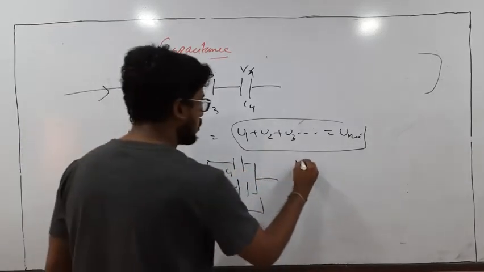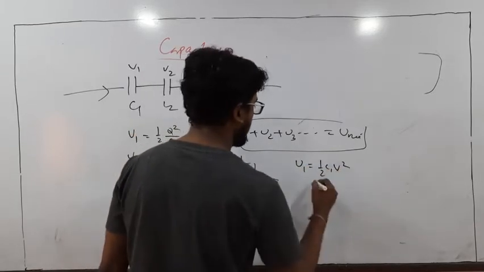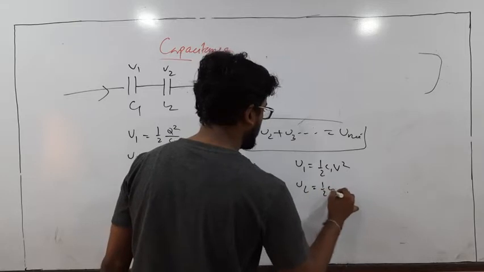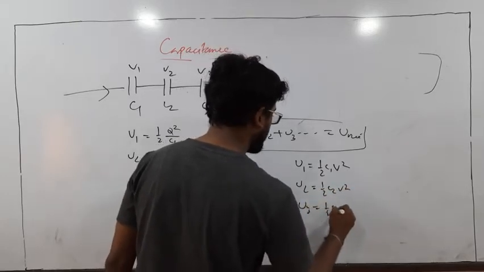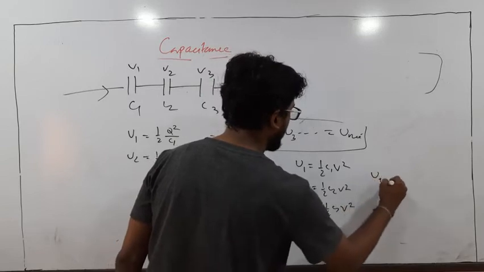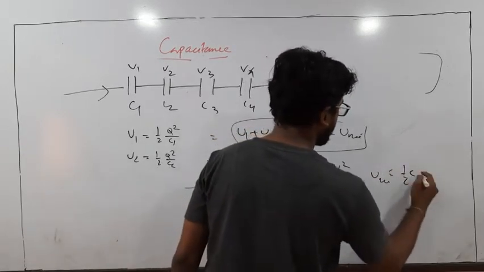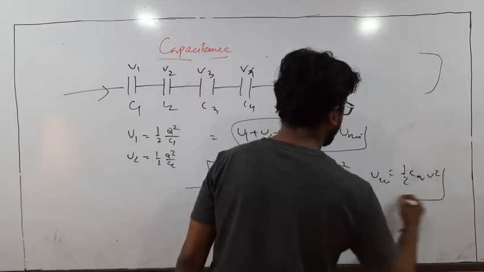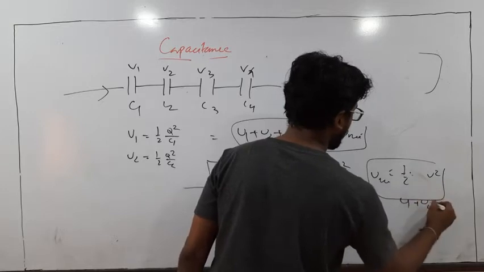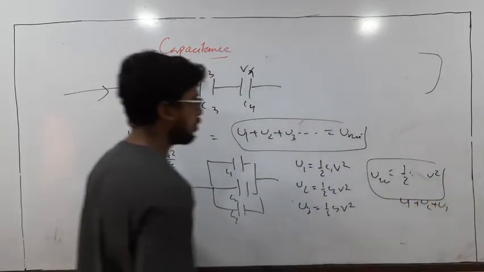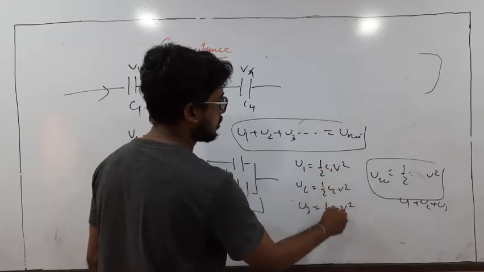So energy stored in the first capacitor will be half C1 V square, for the second it will be half C2 V square. Similarly we can write U3 will be half C3 V square, and U net will be how much? Again half C equivalent into V square, or this will be U1 plus U2 plus U3 and so on, because by adding this we take half V square common, and that will be C1 plus C2 plus C3.